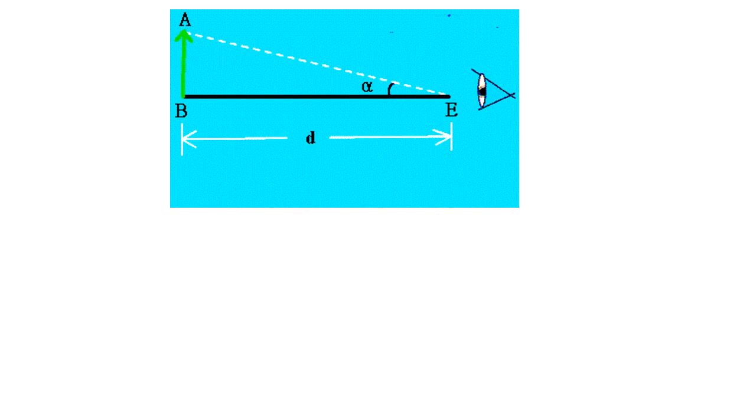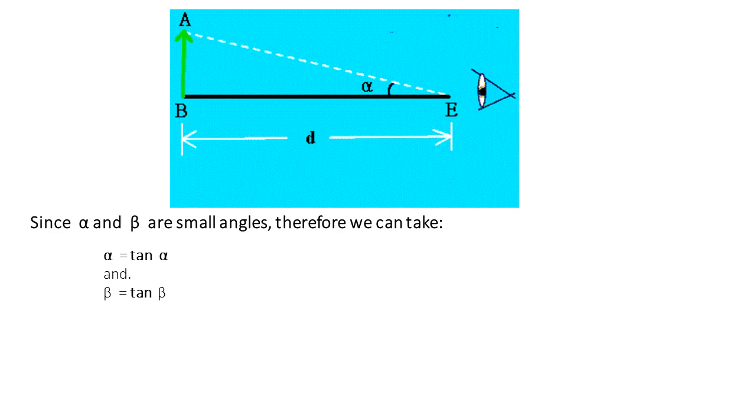In the diagram, AB is an object which is placed at a distance D, which is least distance of distant vision, and it subtends an angle directly on an eye called visual angle and is denoted as alpha in the diagram. Now these visual angles are very small, therefore we can take alpha equals tangent alpha and beta equals tangent beta. Here I am not talking about the angle beta, rather we have denoted our angle here in the diagram as alpha.